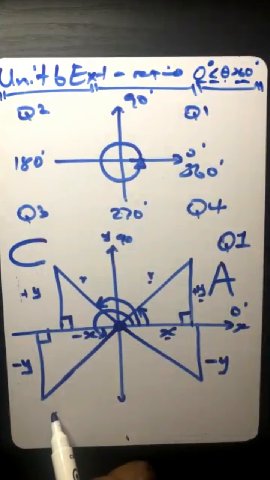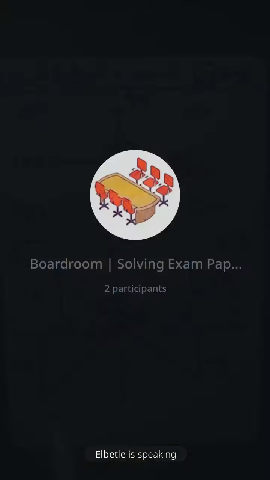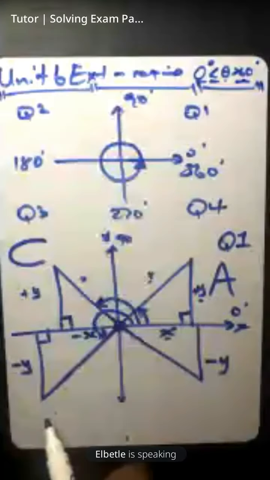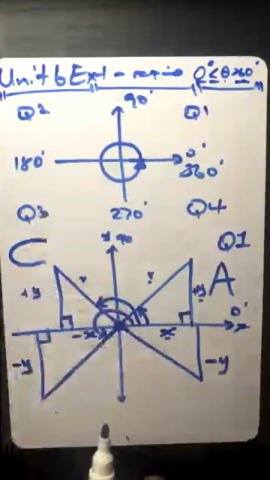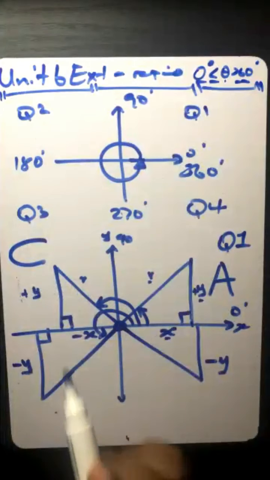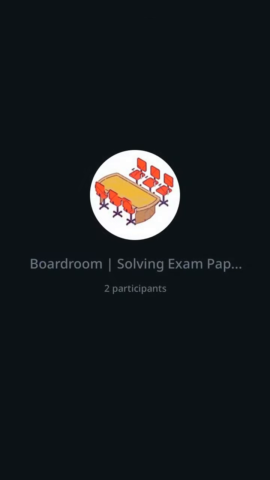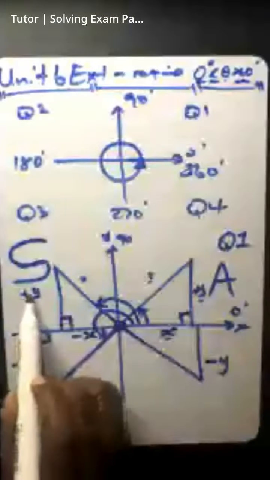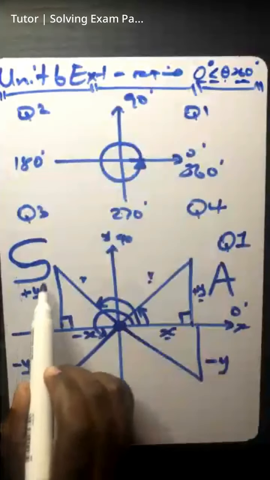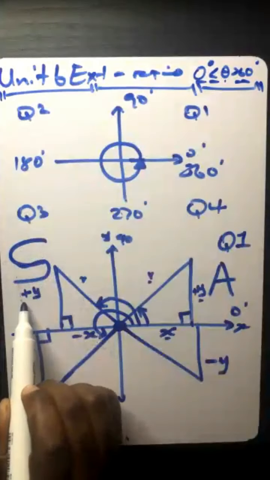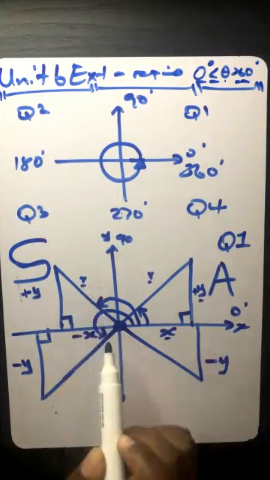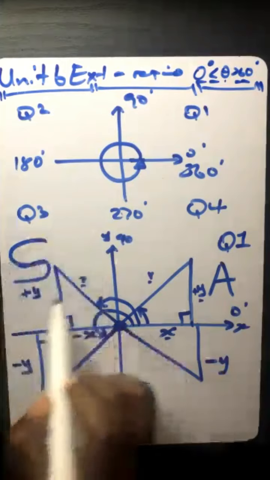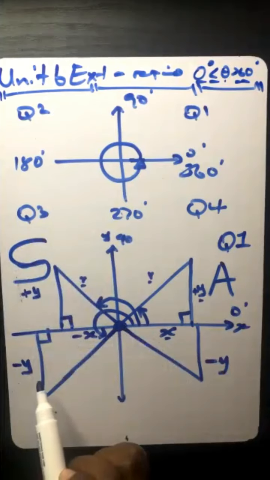Wait, let me first confirm something. It has to be sine there, right? Yes, sir. So we focus on the positive values. What makes it positive is because the ratio for sine is positive y and positive r. That is why we say only sine is positive there.